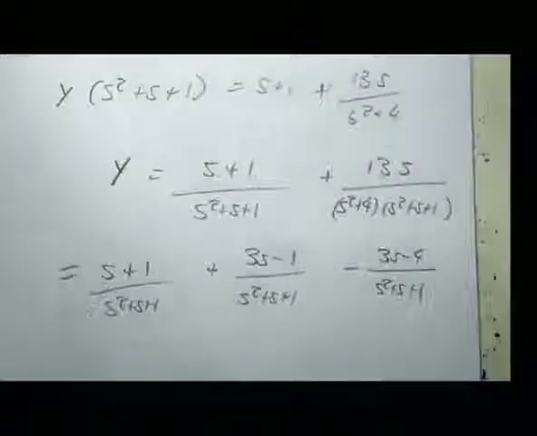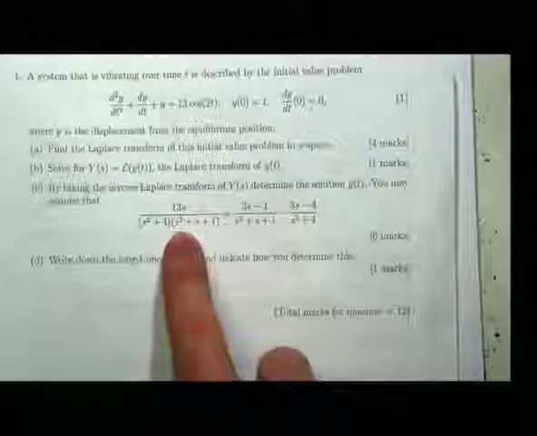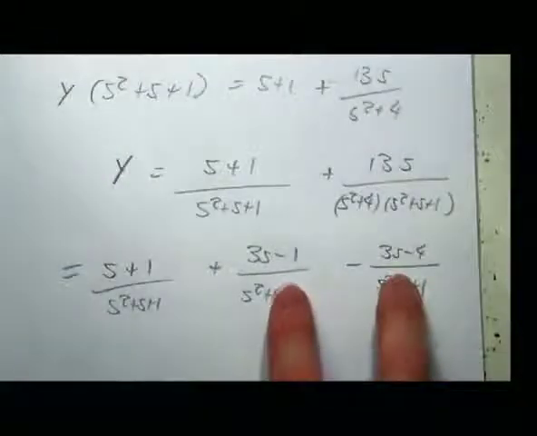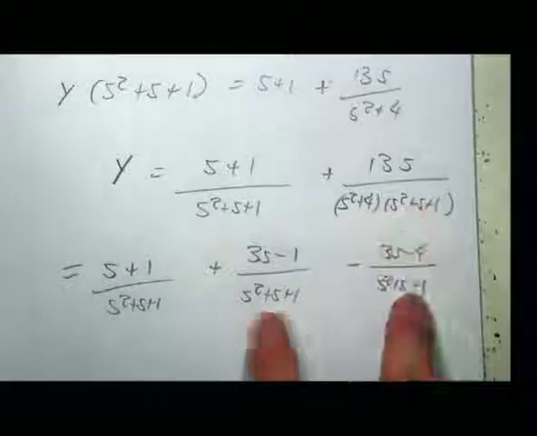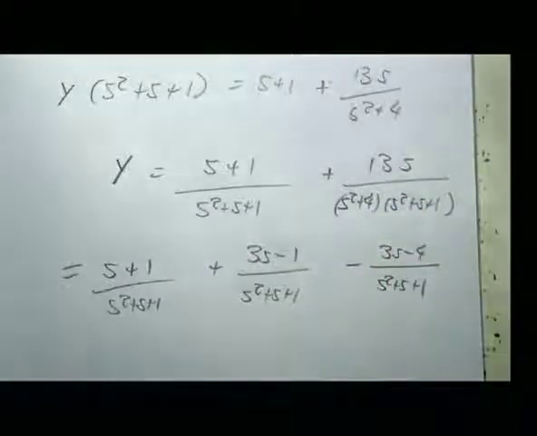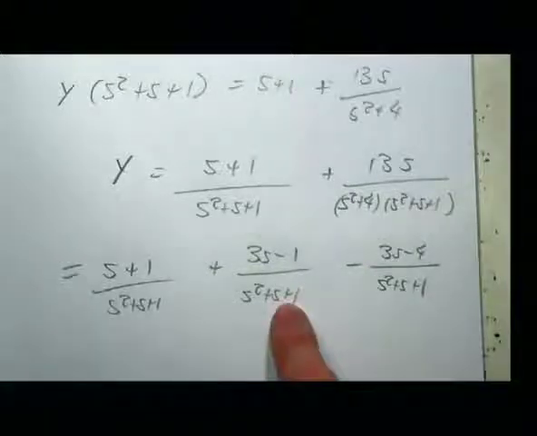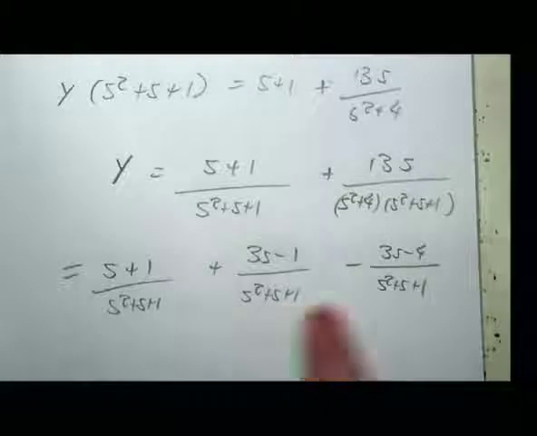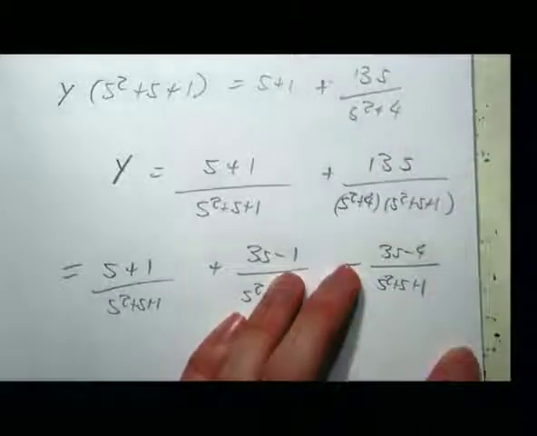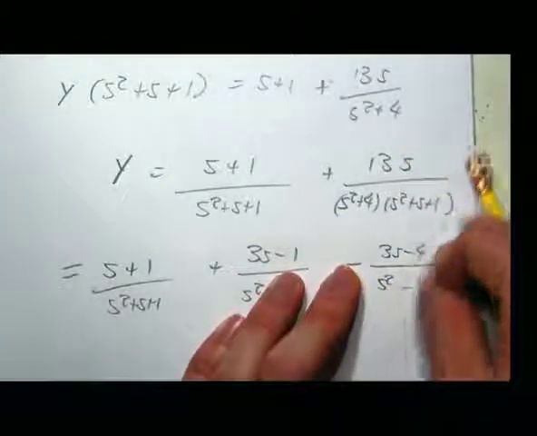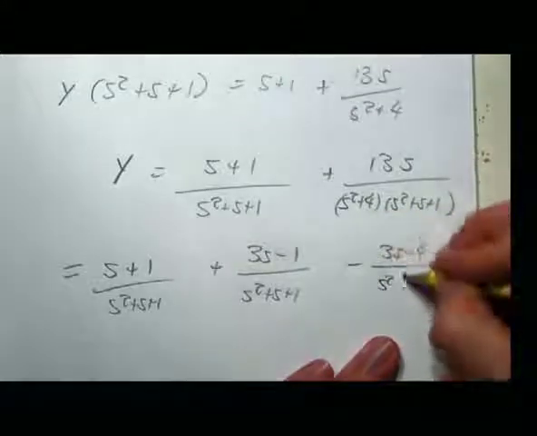So the hint said that the 13s over whatever was equal to this, and so we've split that multiplication into an addition, well, a subtraction. You made a mistake. Did I? Yeah. The second denominator should be s squared. Sorry, the third one. Oh, s squared plus 4. Thank you. That makes perfect sense. Otherwise, we could have just, yeah. Thank you.